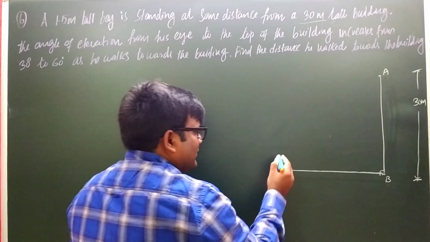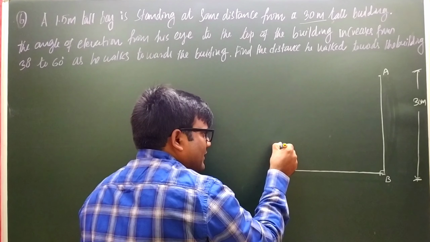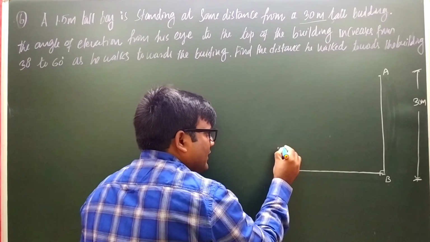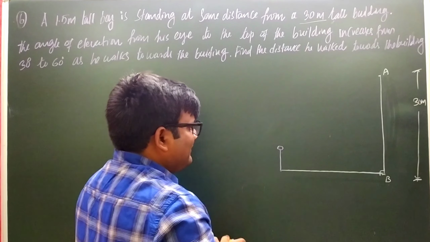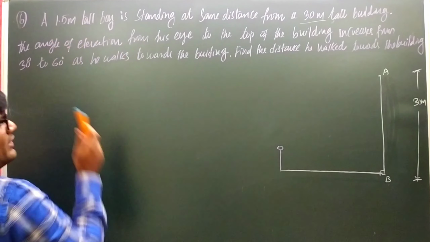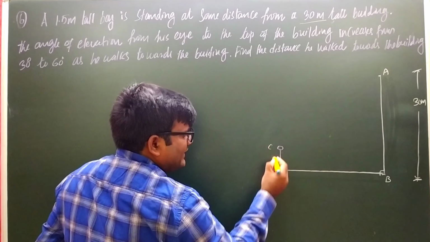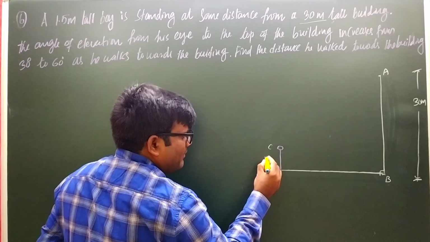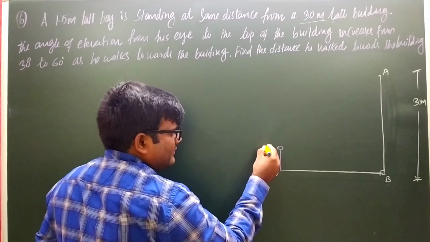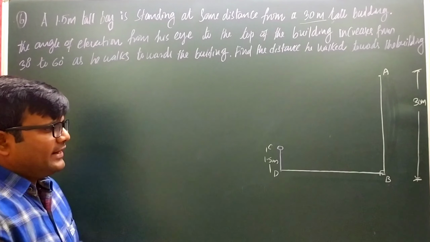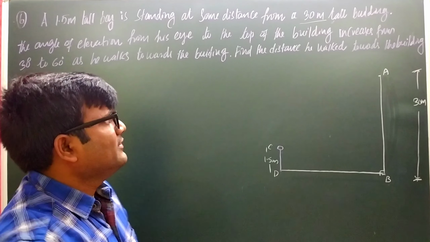Next to it, here is one observer. A boy is the observer. His height is also given, that is 1.5 meters tall. So I am taking CD as 1.5 meters. So the height of the boy is equal to 1.5 meters.